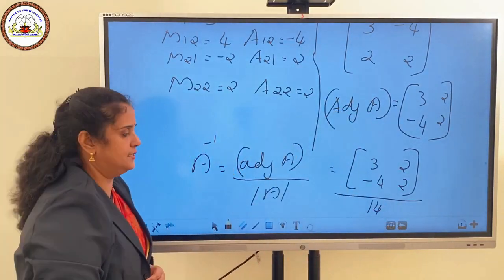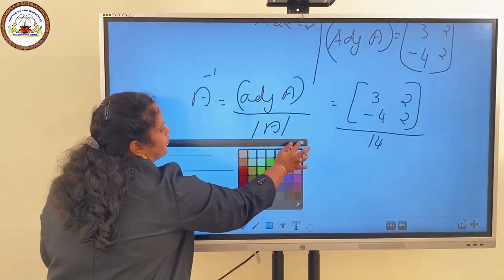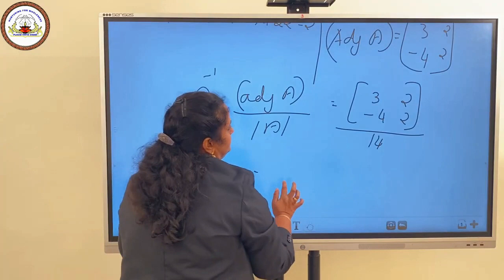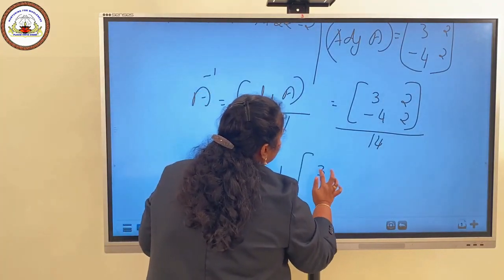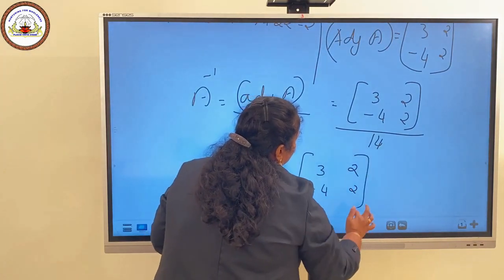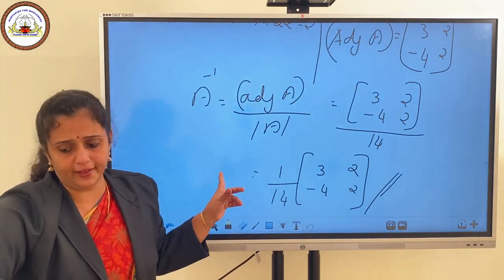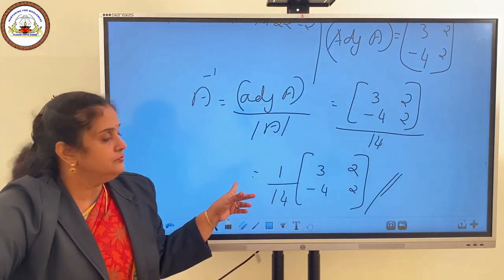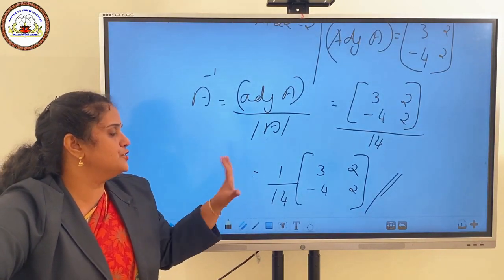Then we can write the answer: 1 by 14 into 3, 2, minus 4, 2. We can divide each element by 14. Then you will get the answer 1 by 14 into 3, 2, minus 4, 2.